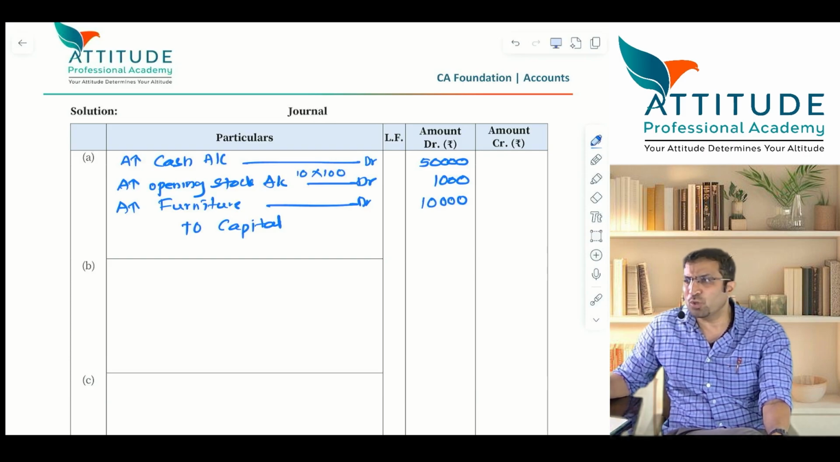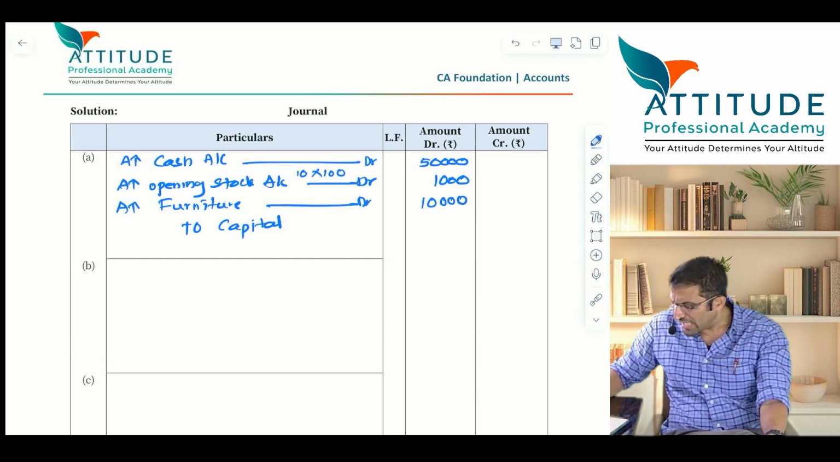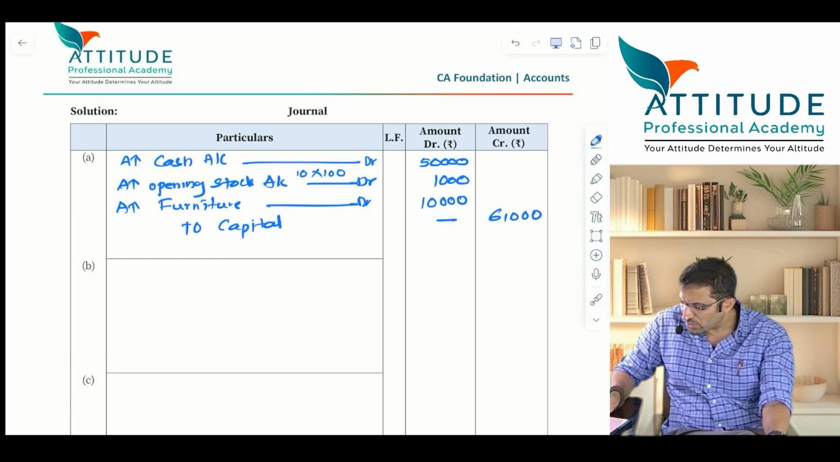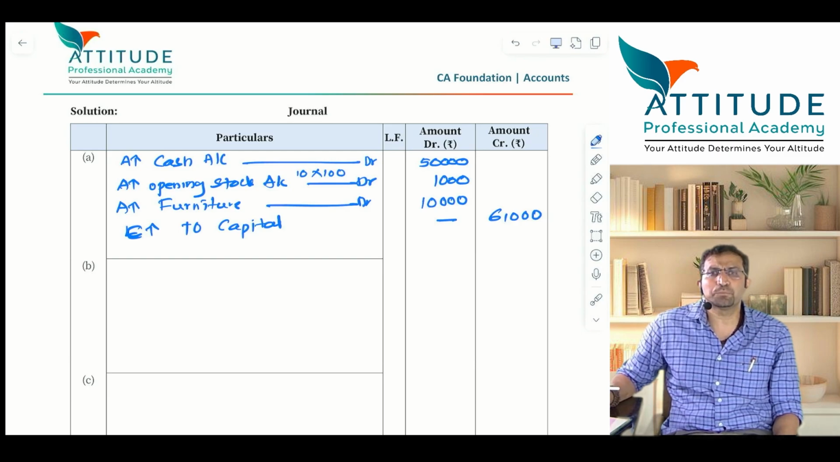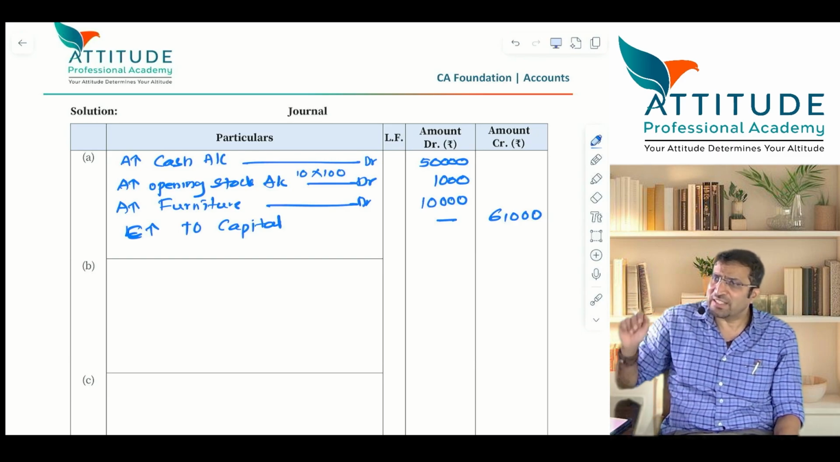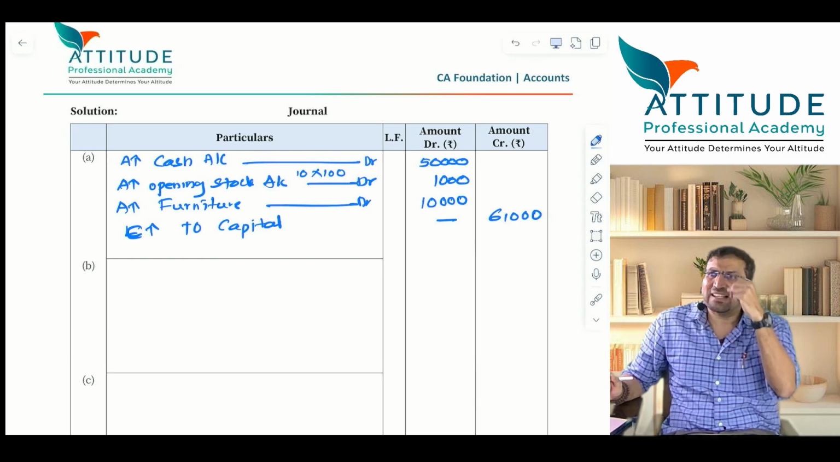If there are more than two owners, then you can say Ram and Lakshman capital. Is that clear? So it is only one. You can either say Ram capital or only capital. Total is how much? 61,000. So liability, capital increases. All of you got it? Any difficulty? Up till here, any difficulty? Tell me the second transaction.